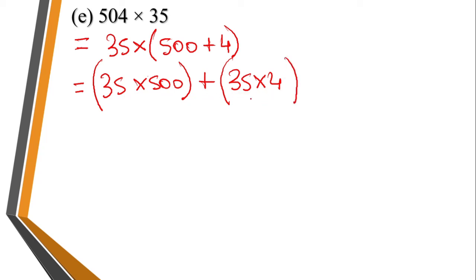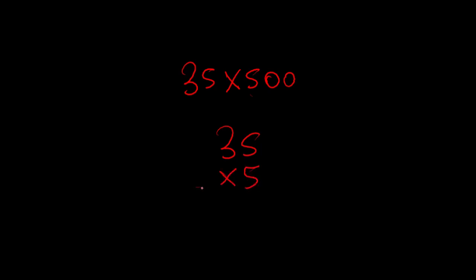Now here first we will do 35 into 500. Now let's start. But here no need to multiply it with 500 because here we will ignore the zeros and we should only multiply 35 into 5. Alright. So let's start. Now 5 5s is 25. So 2 carry over and 5 below. And 5 3s is 15 plus 2 is 17. 17. Now our answer will be 175.